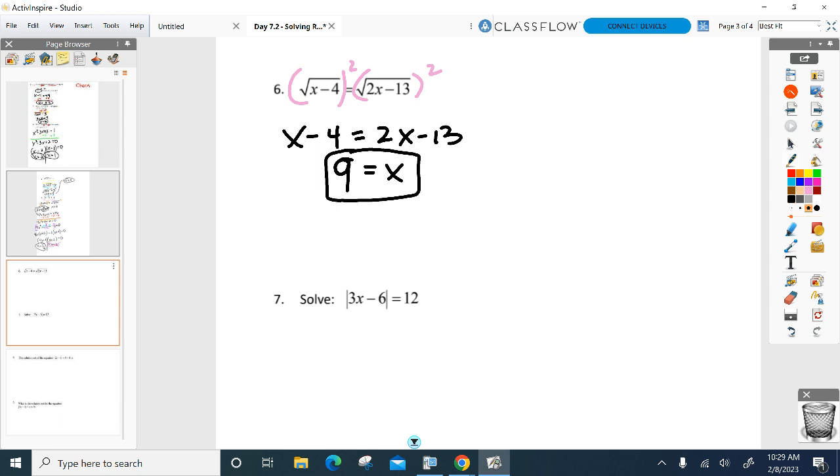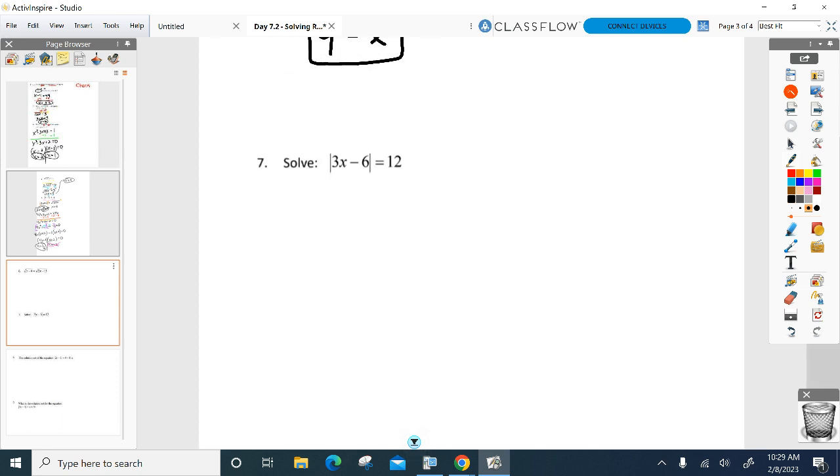Okay, here we go. Absolute values. Remember anything from last year about absolute values? You don't solve one, you solve two equations. You create an absolute value and then you create two equations from it. All right, let me slow it down.